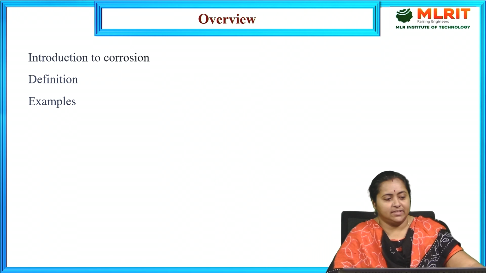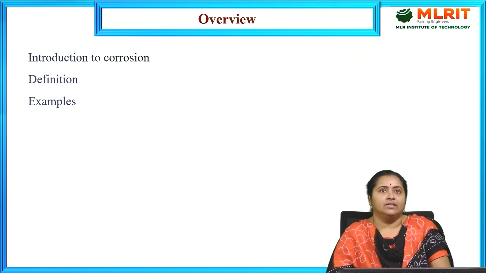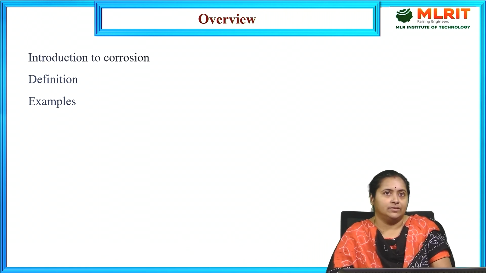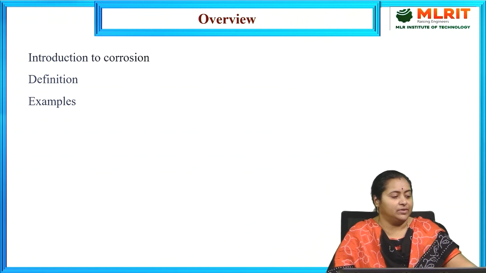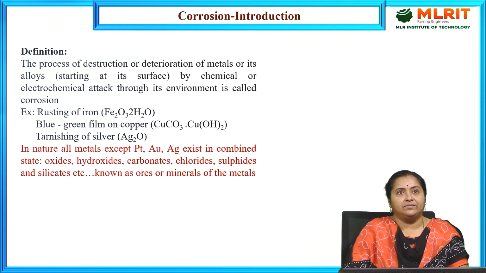So, in today's session, we are going to learn about corrosion. What do you mean by corrosion? That is the definition of corrosion. What are the reasons for the corrosion reaction to take place, or the causes responsible for the formation of corrosion reaction, and then a few examples. So, coming to the introductory part of corrosion reaction.